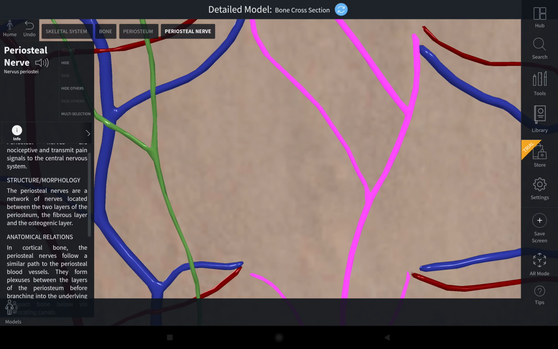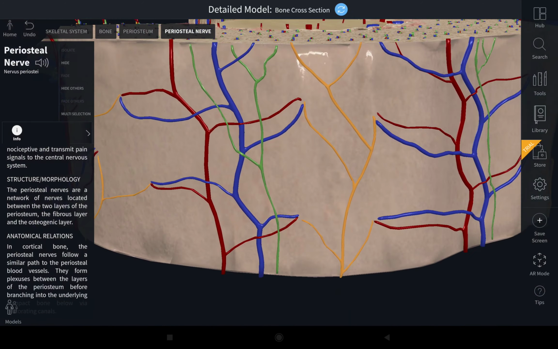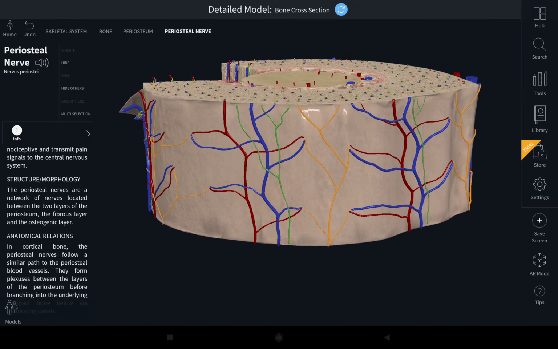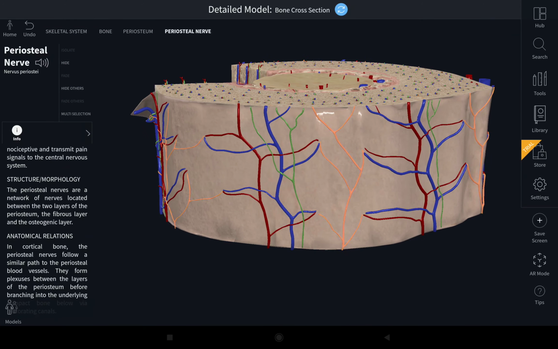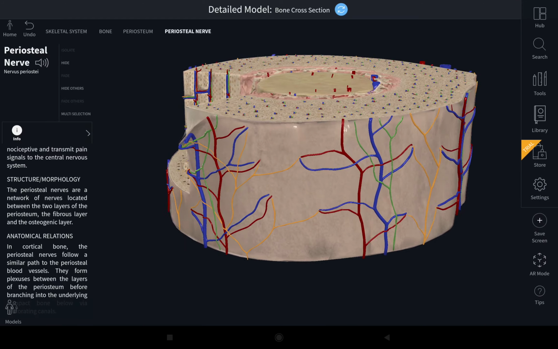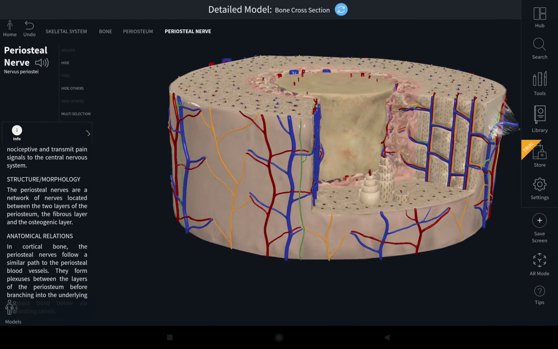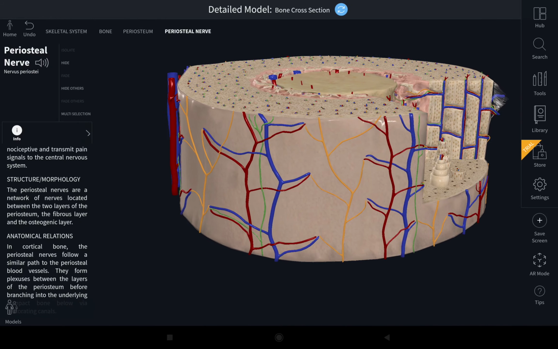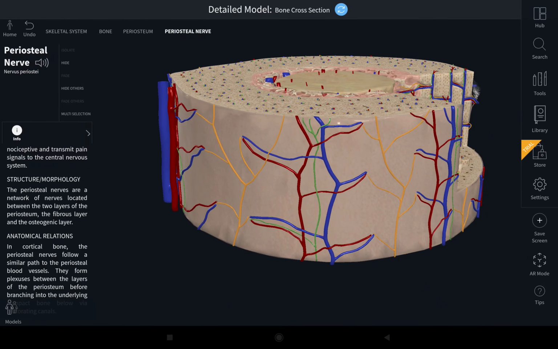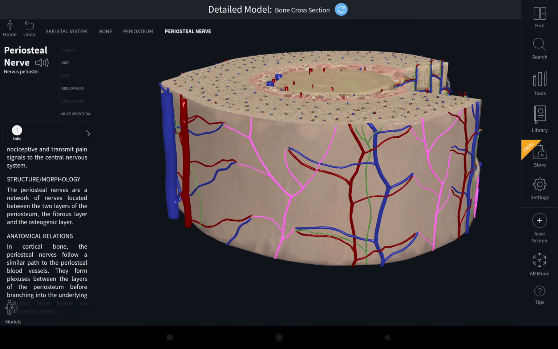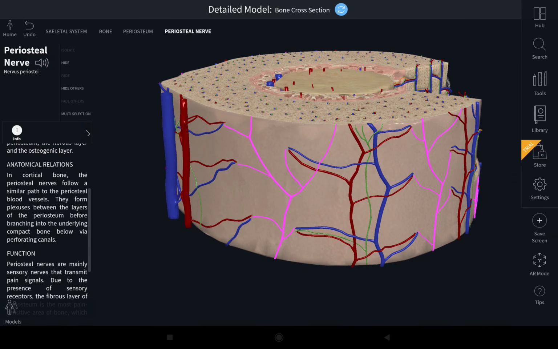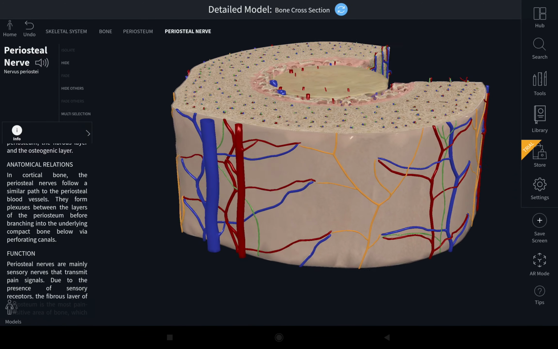The periosteal nerves are a network of nerves located between the two layers of the periosteum, the fibrous layer and the osteogenic layer. Anatomical relations: in cortical bone, the periosteal nerves follow a similar path to the periosteal blood vessels. They form a plexus between the layers of the periosteum before branching into the underlying compact bone through perforating canals.